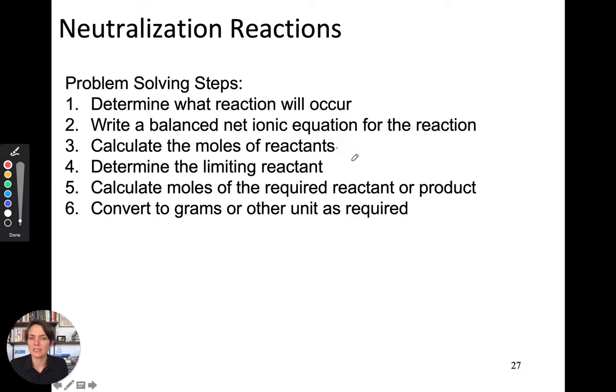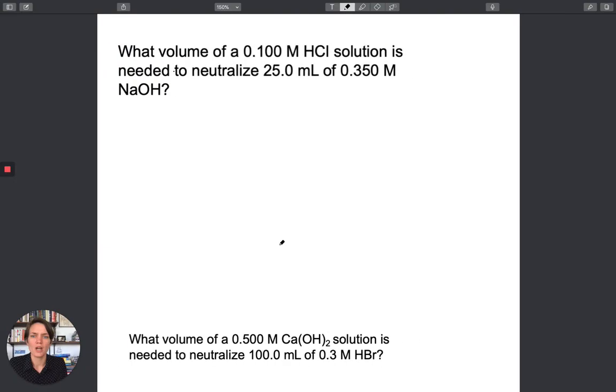So then you calculate the number of moles of reactants. You determine the limiting reagent. You figure out what you needed to do, and then you convert your unit. So none of this is new. Now we just have a new kind of reaction that we're assessing, and that's a neutralization reaction. All right, so let's go ahead and do a couple problems so we can get some practice.